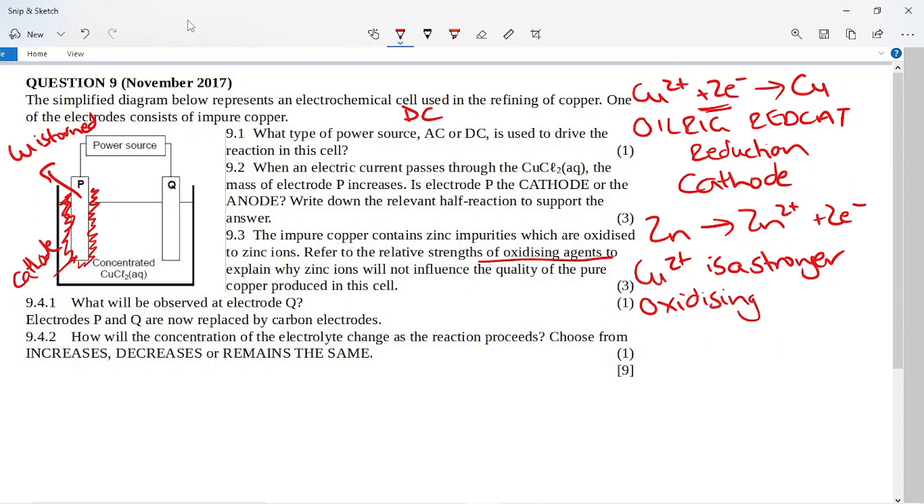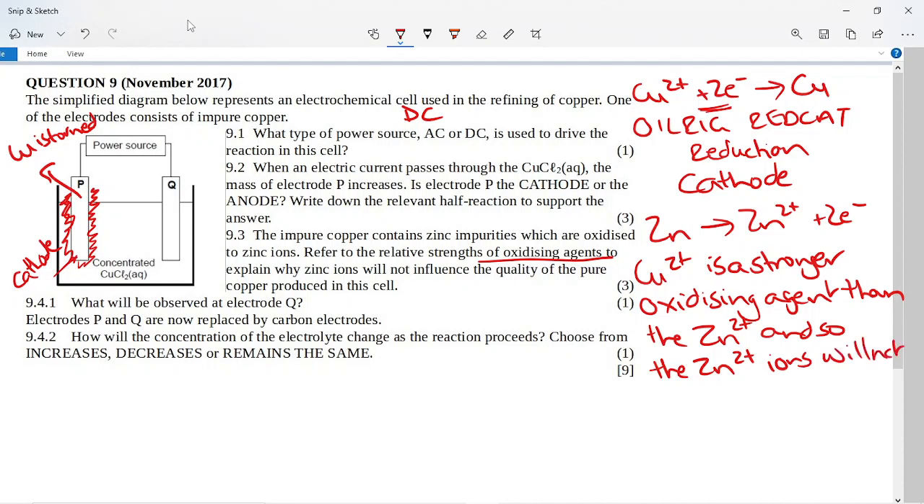The Cu2+ is the stronger oxidizing agent. And now we must say than the Zn2+, because the Zn2+ is also what's on the left-hand side. Because the copper ion is a stronger oxidizing agent than the zinc 2+ ions, the zinc 2+ ions will not be reduced to zinc.